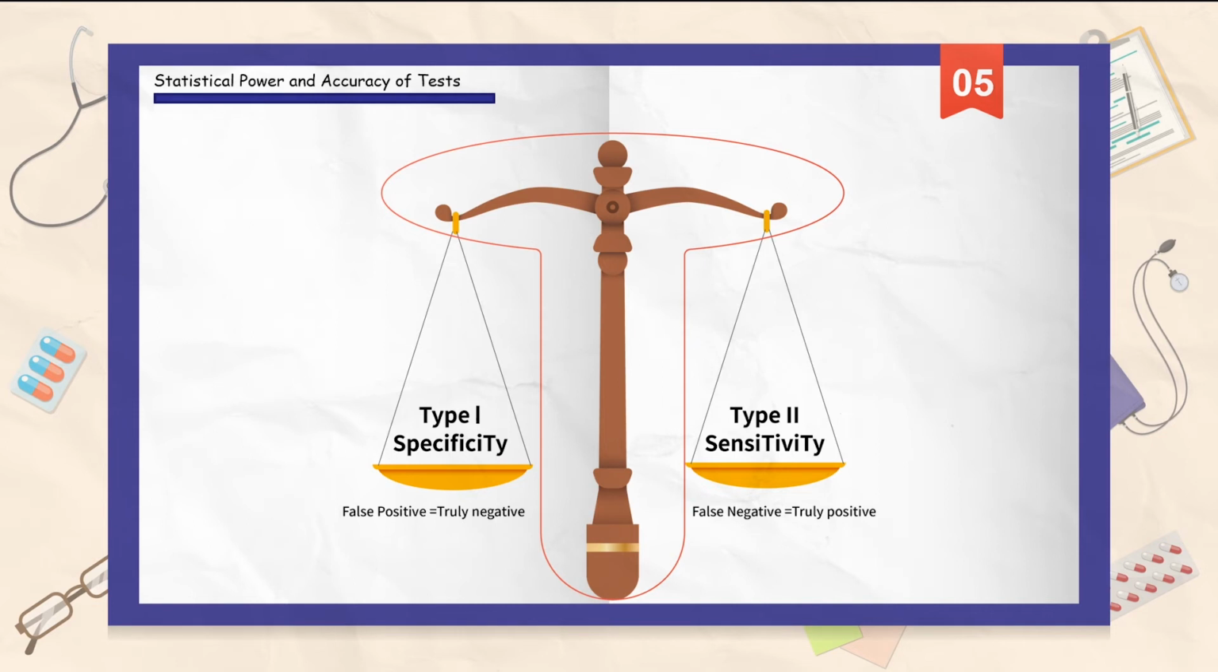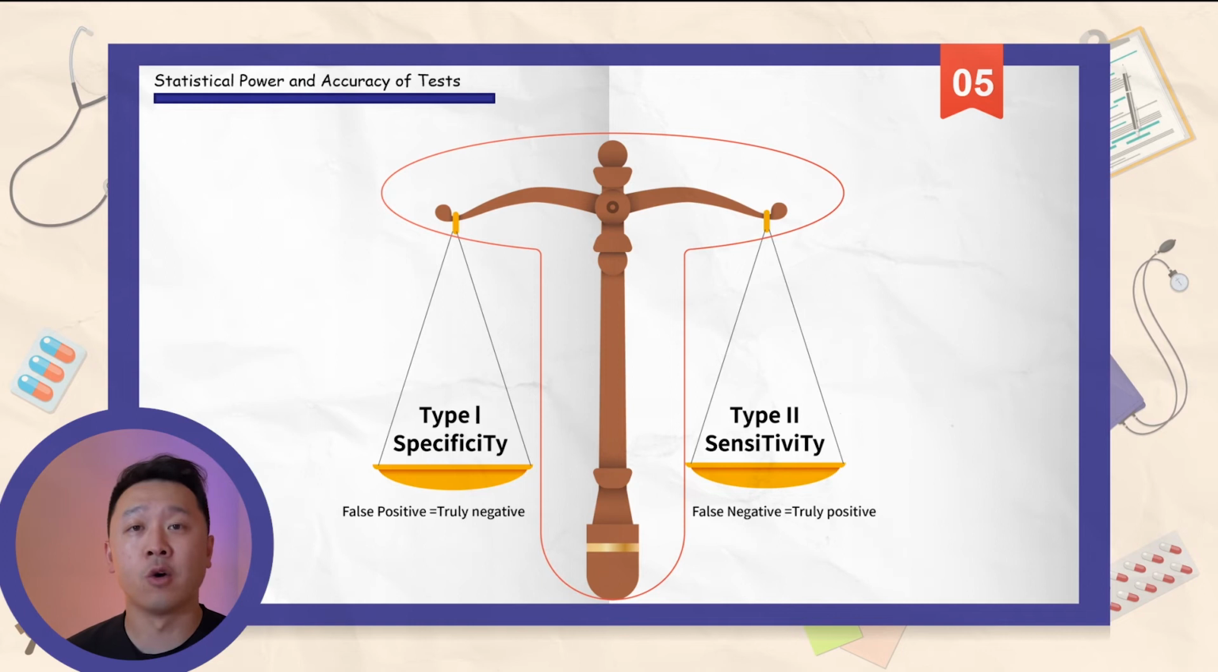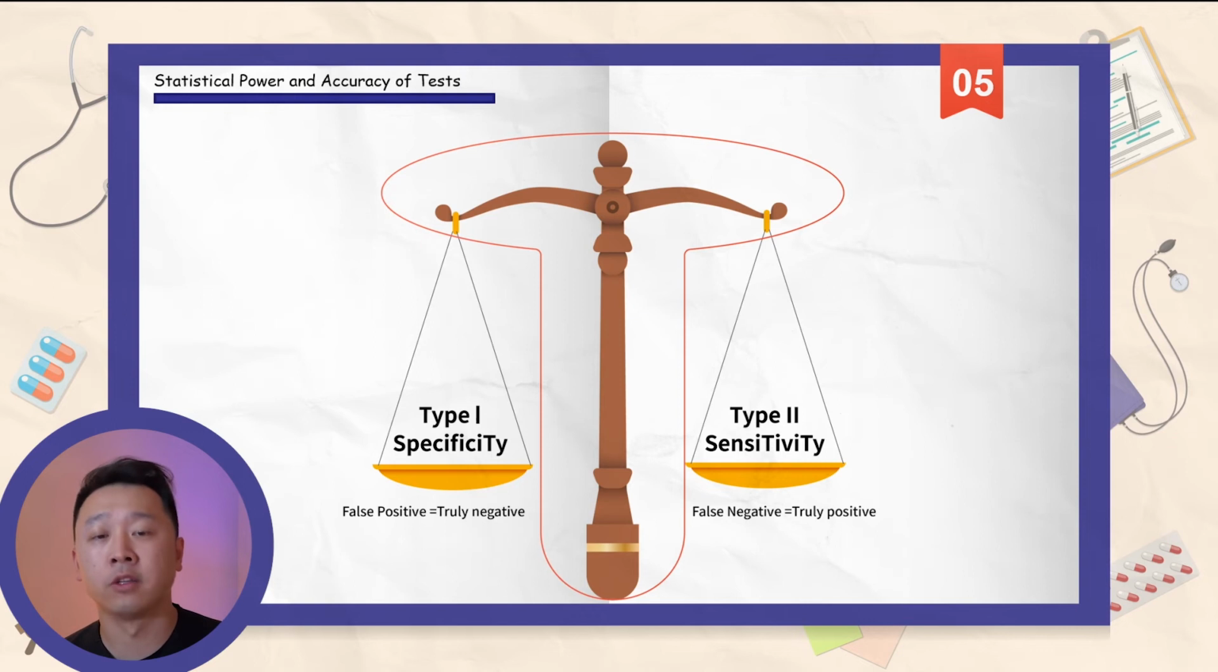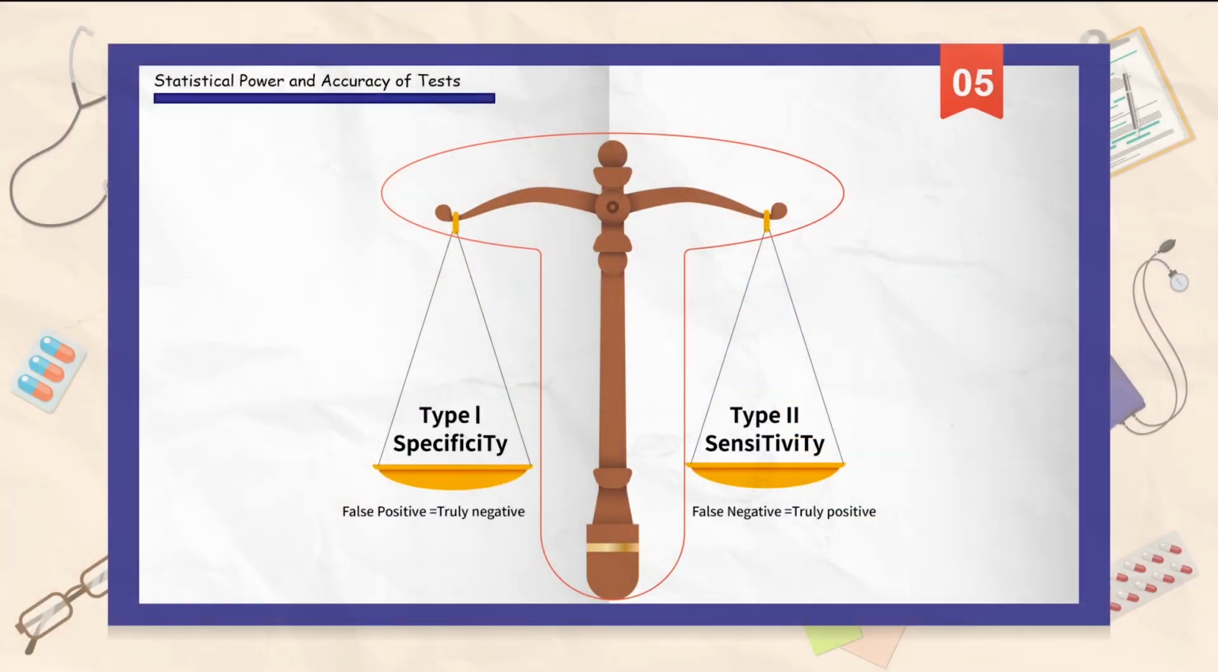So, in the statistical power, we have type 1 and type 2 error. A type 1 error is rejecting the null hypothesis when it's actually true. This is known as a false positive. A type 2 error is when one fails to reject a null hypothesis that is false. This is otherwise known as a false negative. Next, we'll look at the accuracy of tests, which includes the 2 terms, sensitivity and specificity. Sensitivity is a true positive rate, while specificity is a true negative rate.